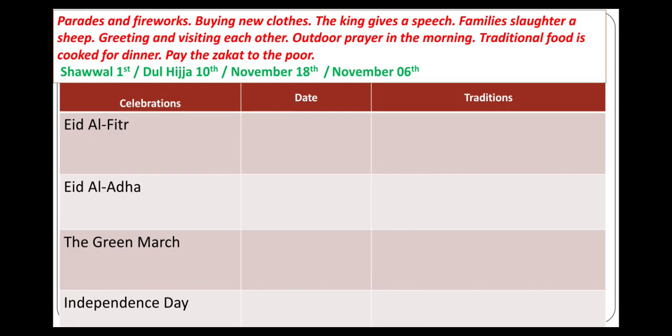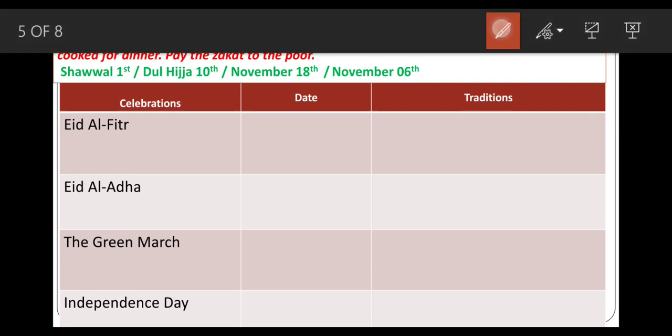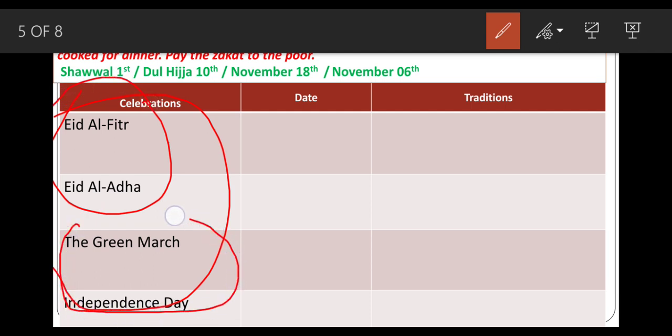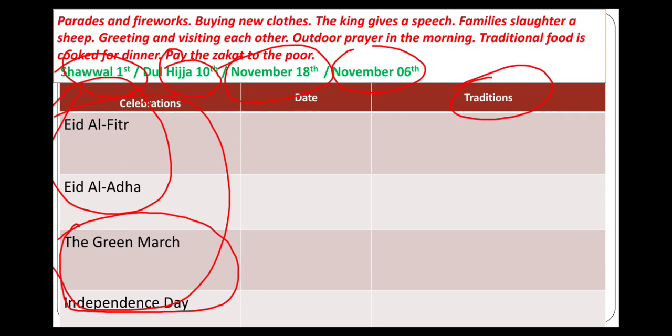Now another exercise. So here you have four celebrations. Here we have Eid al-Fitr and Eid al-Adha, religious celebrations, and here the Green March and Independence Day, national celebrations. Now what you are going to do is to match the celebration with the exact date on which it is celebrated, and some ways or some traditions we have in our country that we use to celebrate. Let me give you an example.